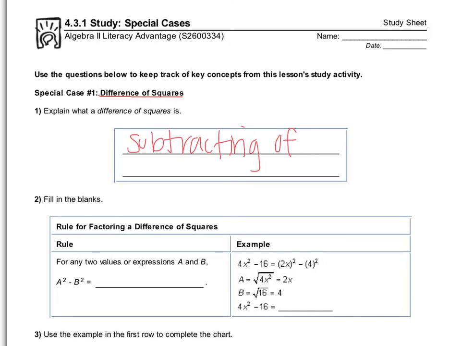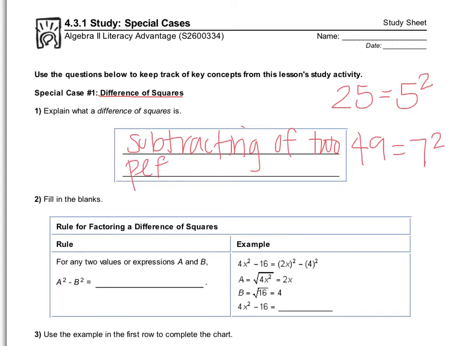So, for example, 25 is a perfect square because it is the same thing as 5 squared. 49 is a perfect square because it is 7 squared. So that's the kind of squares they're talking about. So the difference of squares is subtracting two perfect squares, like 49 and 25.